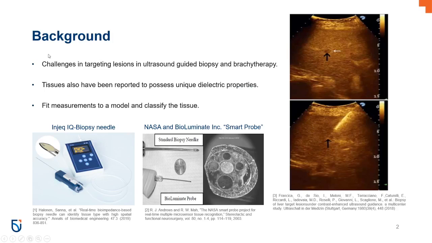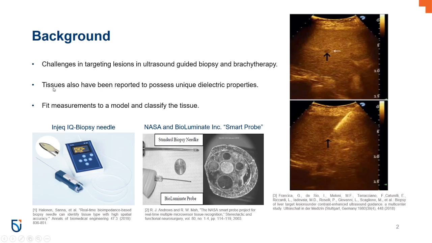So I'll begin with some background. Essentially, we know that there are some challenges in targeting lesions under ultrasound imaging. When we do procedures like biopsy and brachytherapy, we are inserting a needle into the tissue to try and target a lesion, whether that be to take a sample in biopsy or treat it with radiation in brachytherapy. However, in some tissues, such as the prostate, we know that there are tumors that can't be identified under ultrasound.